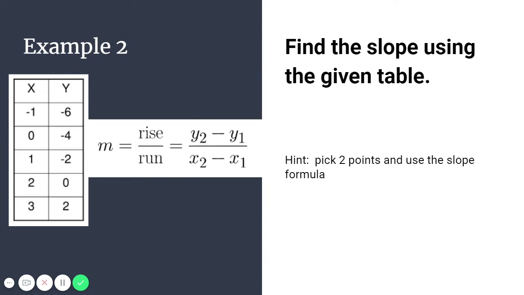For example number 2, we're asking you to do the same as you did in example number 1, which is finding the slope using the given values in the table. So please, once again, pick 2 points and use the slope formula to find the slope. Please resume the slides after you have done so.